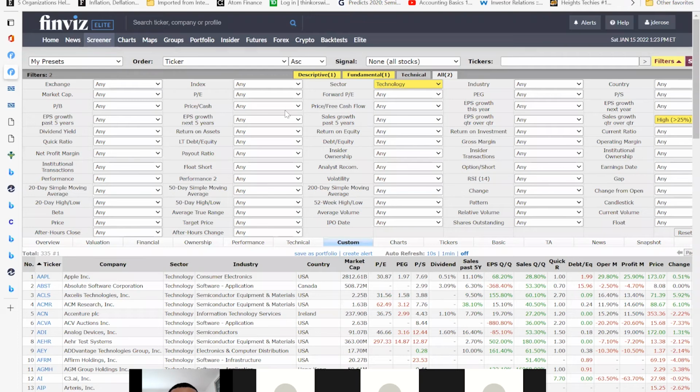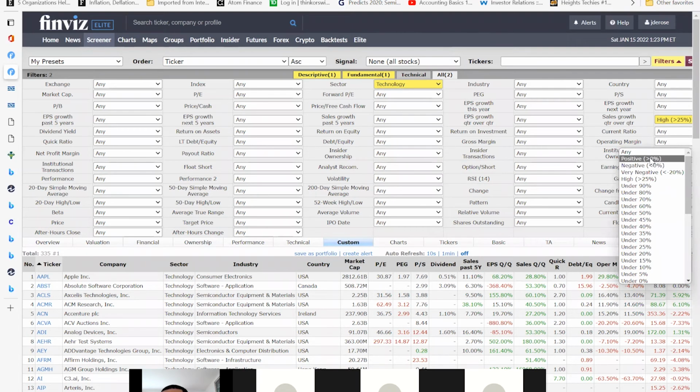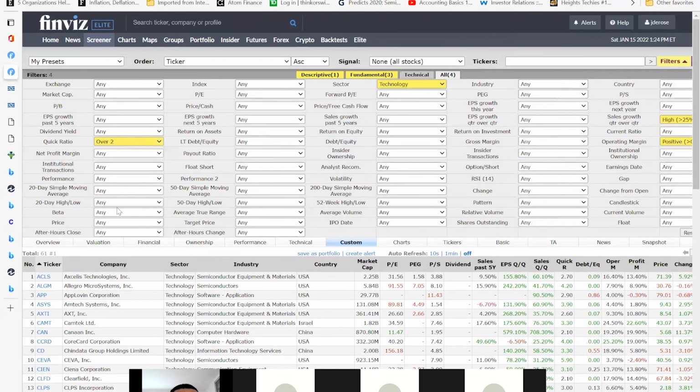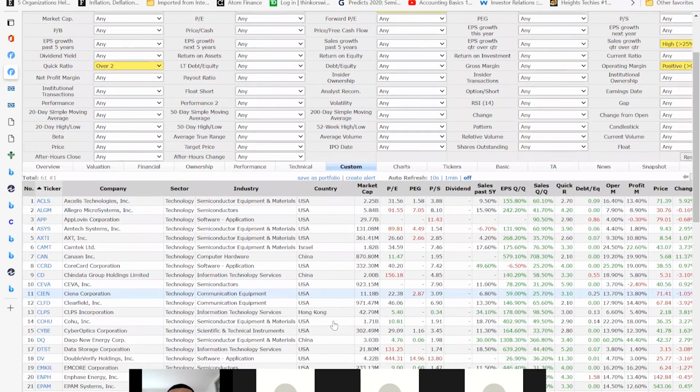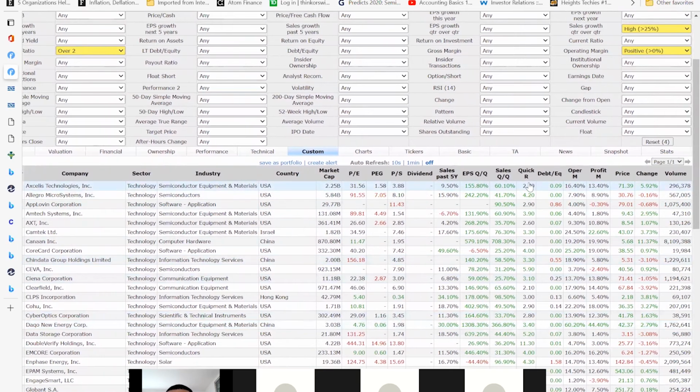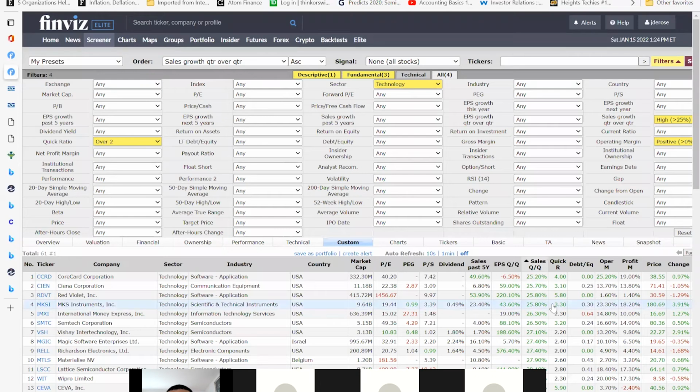Then I might come here and say, operating margin is important for me, so let's say who has a positive operating margin. Then maybe some other ratio, like a quick ratio over 2, so they're flush with cash. Now we have 60 companies, right? And now I'm back here playing the same game. I'm going to click the sales growth quarter over quarter, to see who has the highest sales growth.